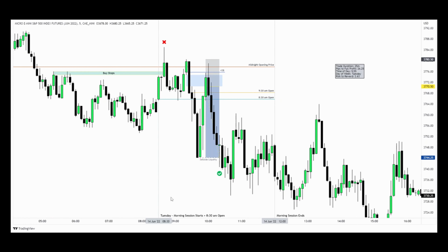What is really important here is also that at 8:30 there's news coming out. There's the PPI number, Producer Price Index, and what we can see here is that price is using this liquidity on that specific event to raid the buy side liquidity and then pairing up orders to sell into a discount market.